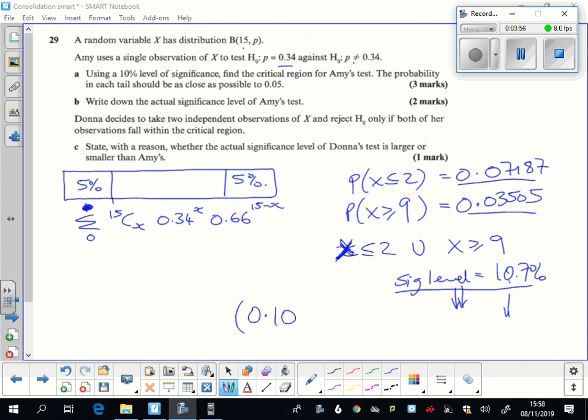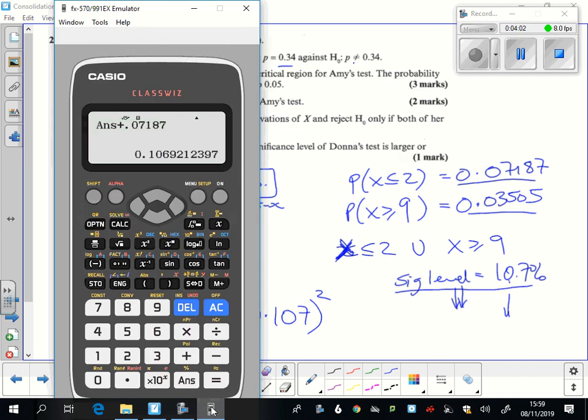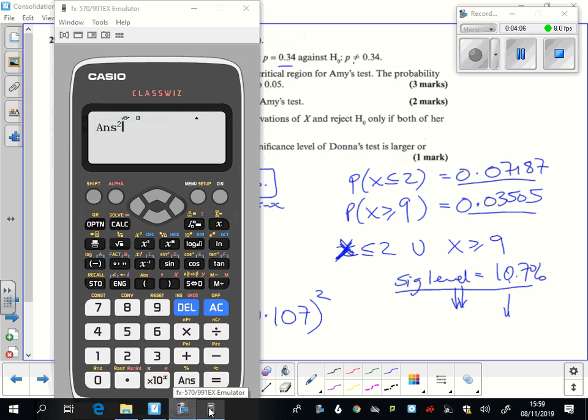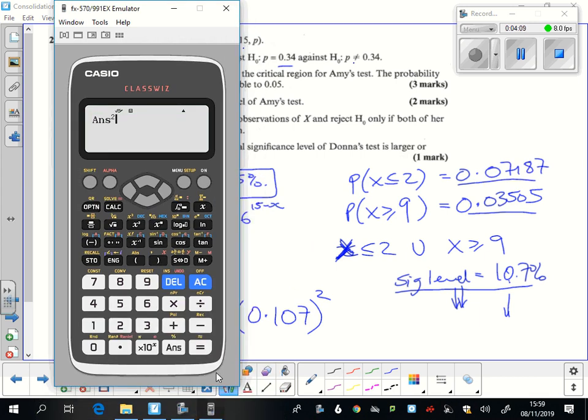And you can actually work out what that number is going to be, because the probability of passing the test first time was 0.107. So to pass it twice, it's going to be that squared. So if I just square that answer, we can actually then see that they equals, sorry, the board's not working, so I'll just push equals there. So we've got a 1.1% test now, so it is a smaller significance level, because it's now just a 1.1% test.